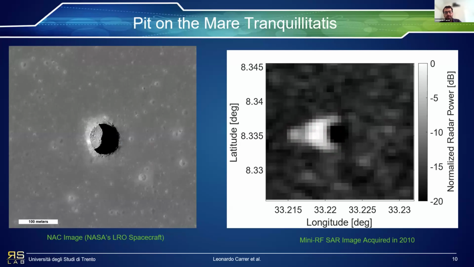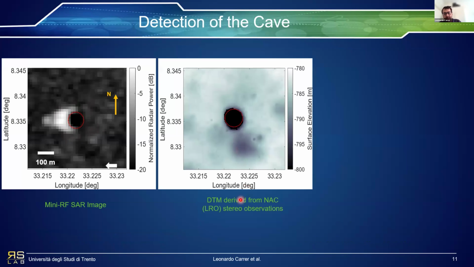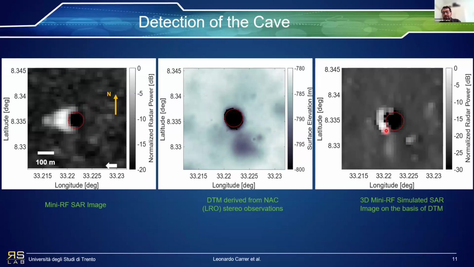So given this, how can we tell that there is a cave conduit? As I said, this is the Mini-RF image. And then we add as auxiliary information the digital terrain model derived from the optical camera. What we did is form a simulation of the radar acquisition by exploiting the DTM. And this, on the right, should be the image acquired by Mini-RF based on the DTM. So if we had only the surface, this would be the Mini-RF image. But as you can see here, we have more information. So now the question is where this information comes from.